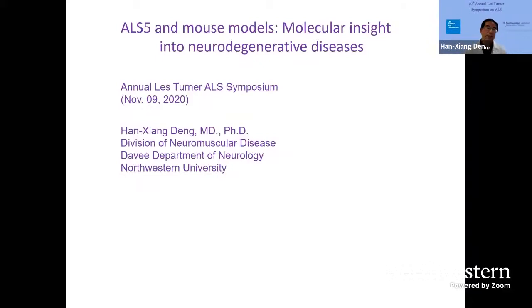Okay, today I'm going to talk about something we did on ALS5 and its mouse models. I want to show what we have learned from this mouse model and what implications it has in understanding the mechanism of ALS5 and potentially the implications in therapeutic development.